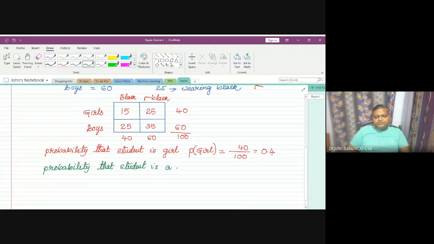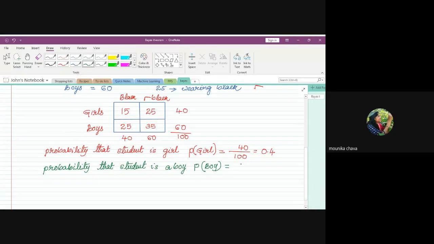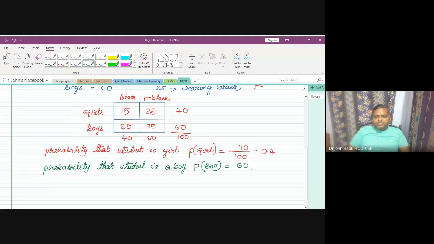is a boy, P boy? What is the probability? 60 by 100, 0.6, because 60 boys are there and there are 100 students in the party, so it is 0.6. Up to this, it is very clear. Up to this, there should not be any doubt.